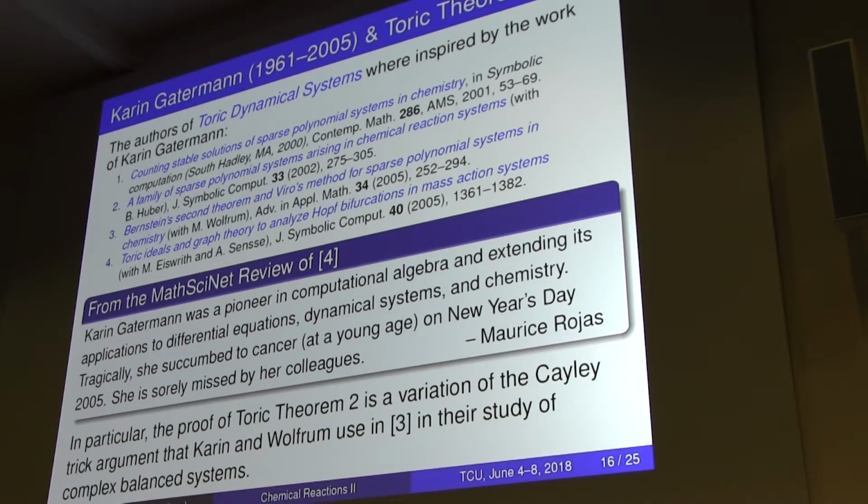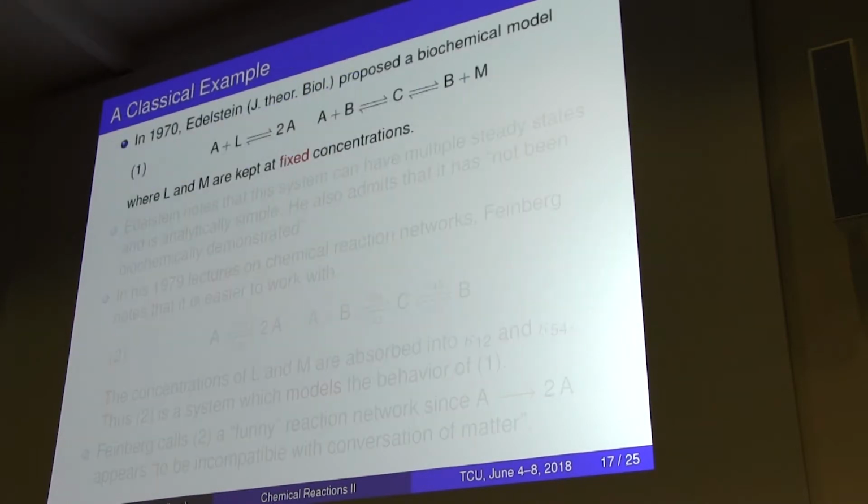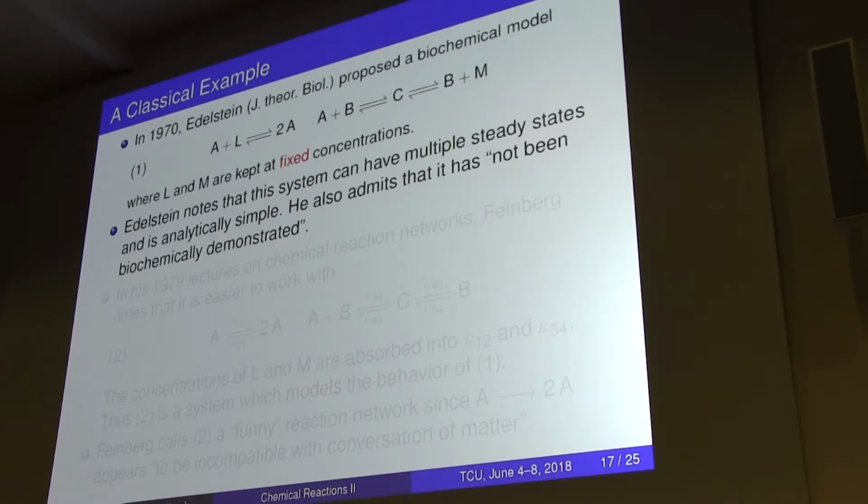The way I want to illustrate that is to actually play with an example. So this is an example done by Edelstein in 1970, in the Journal of Theoretical Biology. He proposed a biochemical model where you had A, B, C, and also L and M, and you had these reactions, but also you were keeping L and M at fixed concentrations by other stuff going on in the system. And the comment that Edelstein makes is that the system can have multiple steady states, so that's something they were really interested in. And of course, this idea of multi-stationarity is still a really interesting topic.